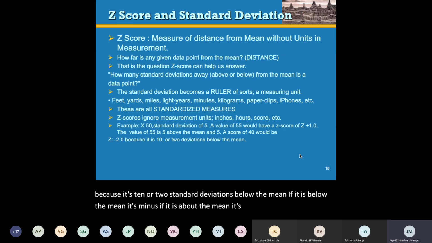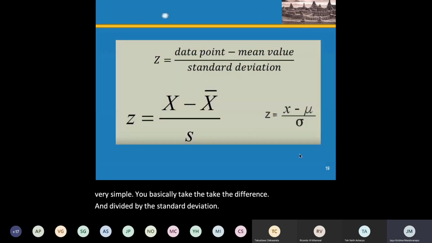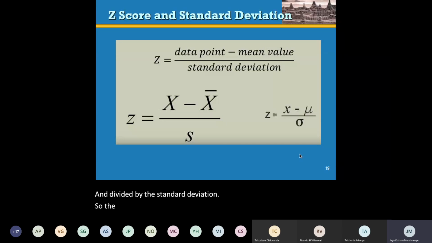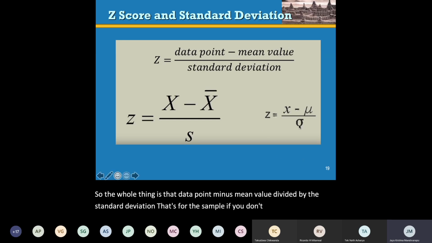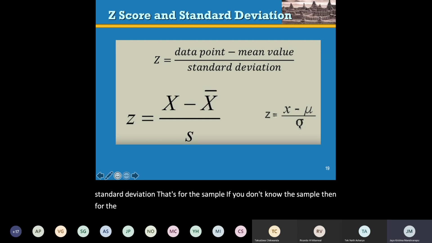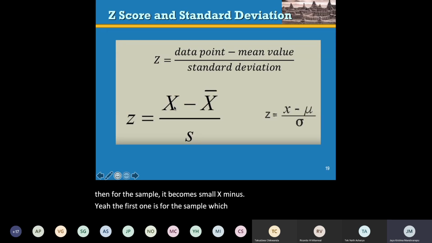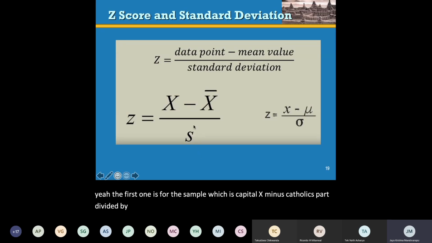It's very simple. You take the difference from the mean and divide it by the standard deviation. So the whole thing is the data point minus the mean value, divided by the standard deviation. For a sample, it is capital X minus X bar, divided by the standard deviation of the sample, indicated by small s. And if it is a population, it's sigma and the capital mu.